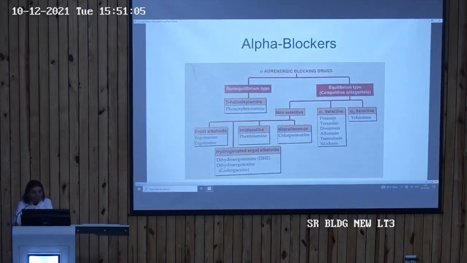Alpha blockers. This is the classification of alpha adrenergic drugs. These are of two types: non-equilibrium type and equilibrium type. This is further divided into three on the basis of the receptors. For example, non-selective: we find both types of receptors, alpha 1 and alpha 2. These drugs are not blocking any specific receptor, so they are non-selective. In alpha 1 selective, drugs will be blocking the alpha 1 receptors, and in alpha 2 selective, they will be blocking the alpha 2 receptors.